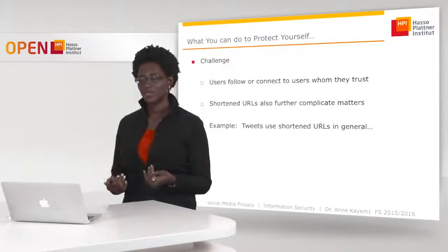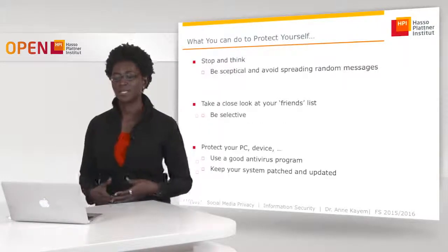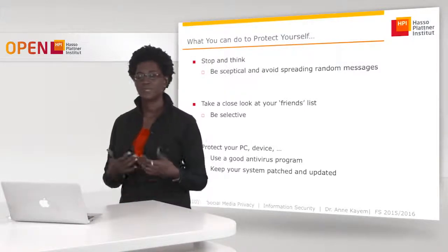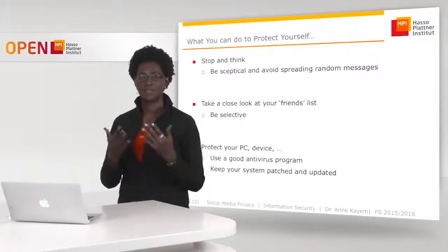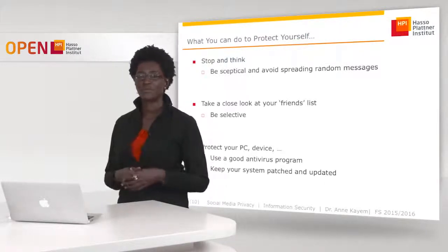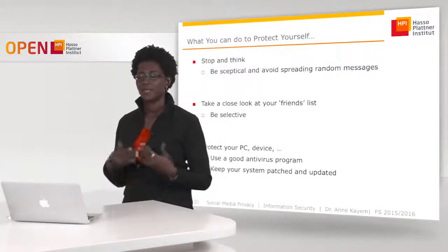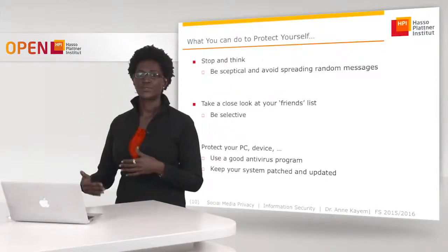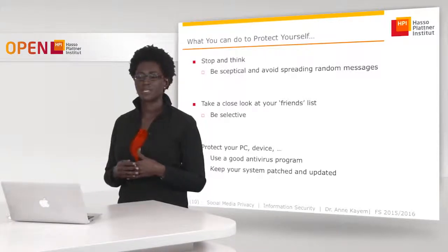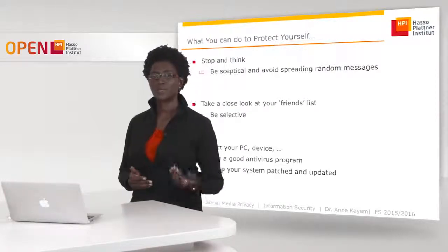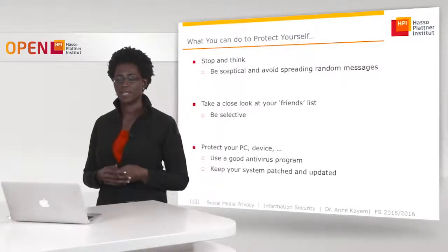So what you can do to help yourself is basically to stop and think. Be skeptical of messages that you receive. Look at what it is that you receive before you click or like it, or before you decide to spread it to other friends. Take a close look at, for example, your friends list, and who it is you receive some message from. Are they really your friend? Think about what we talked about when we talked about spoofing attacks.